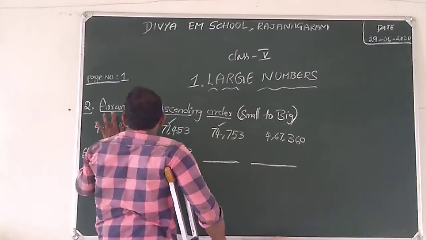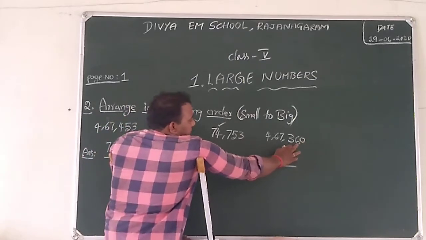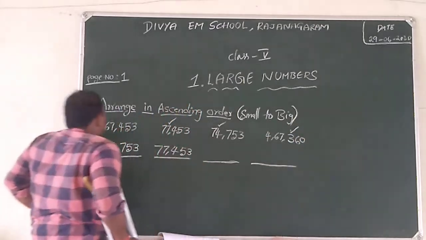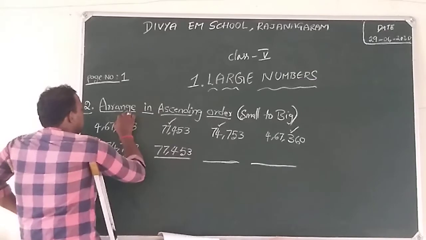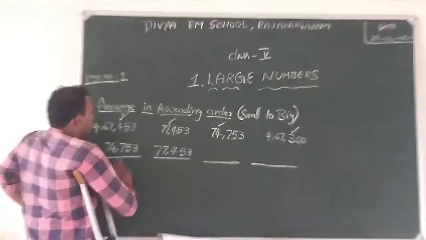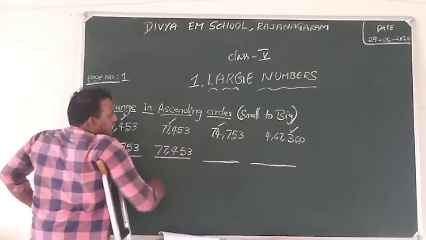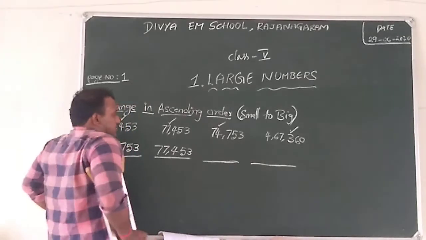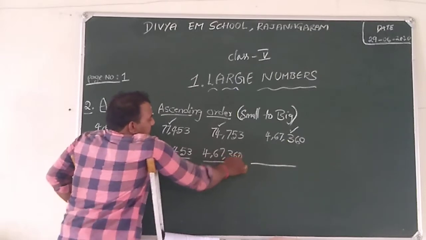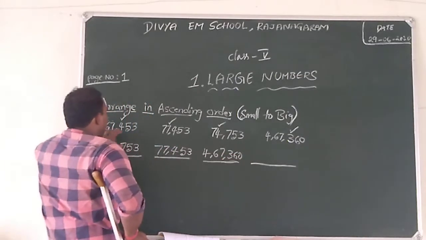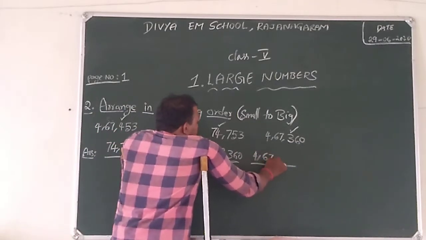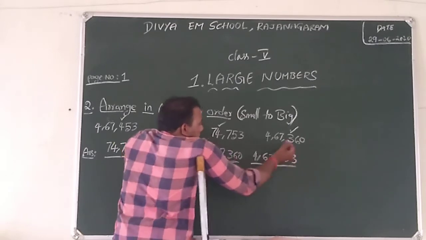Okay. So in hundreds place, we are having ones, tens, hundreds. In hundreds place, we are having 3 here. And in the other number's hundreds place, we are having 4 here. So when we compare 4 and 3, 3 is the small number, 4 is the big number. So we can write 467,360 here. And then the remaining 467,453 will be placed here.